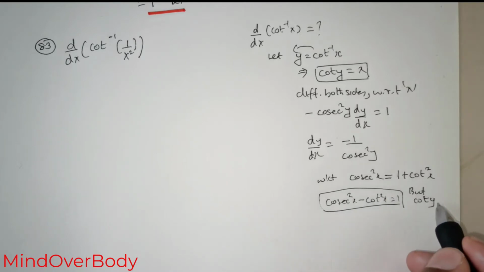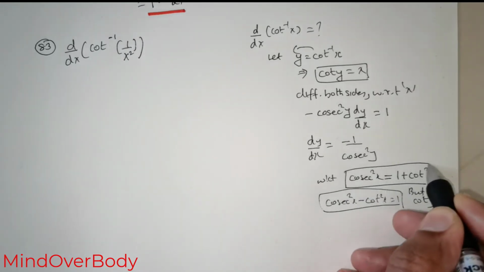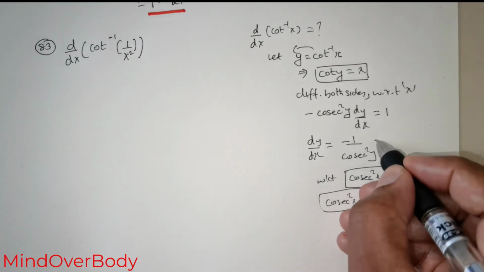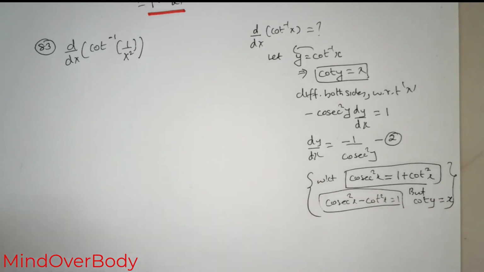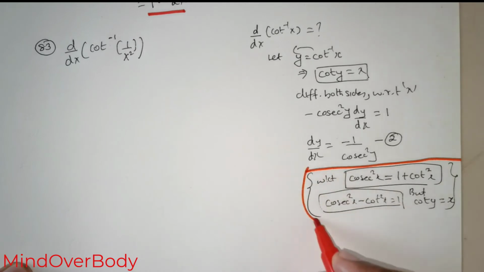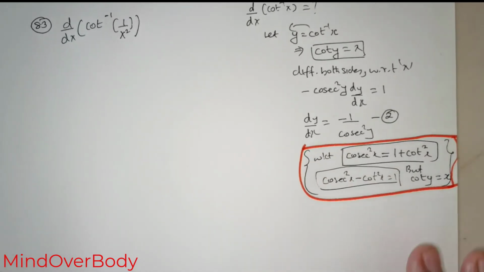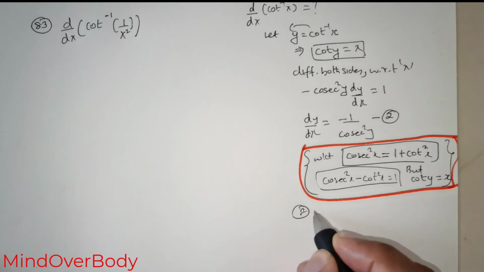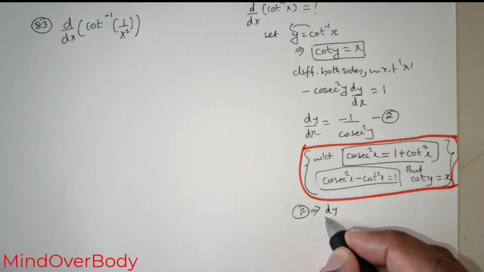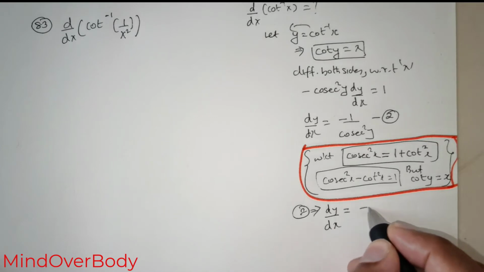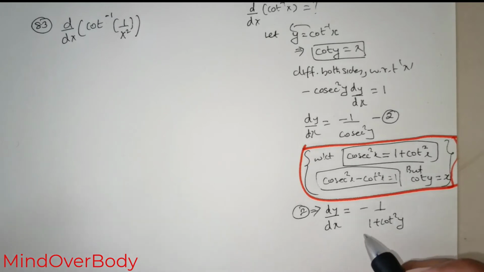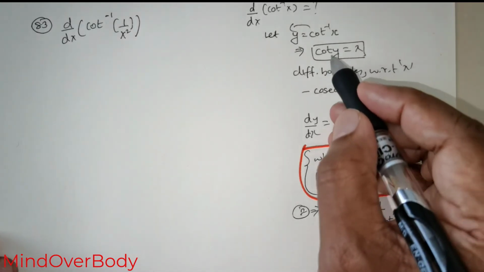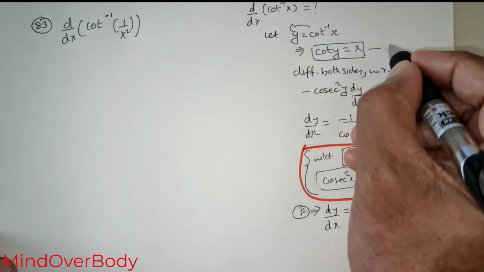Now we know that cot y is equal to x, so I will be using these two formulas and rewriting. These are all for your understanding and have nothing to do with the problem directly. Because of this understanding, I can rewrite equation 2 as dy over dx is equal to negative 1 over 1 plus cot squared y. Right. Now what do we have here?